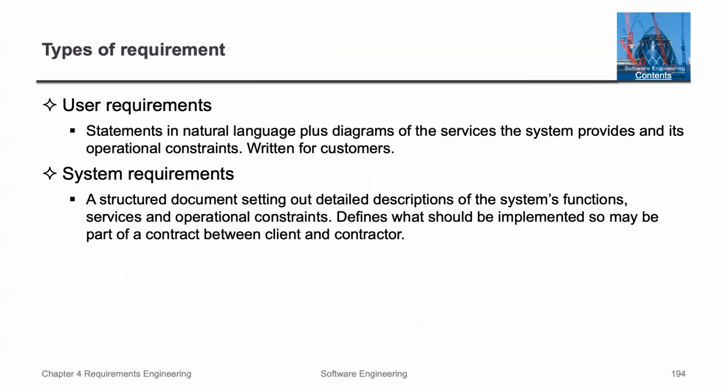So now we'll get into the types of requirements. There are user requirements: statements in natural language, plus diagrams, of the services the system provides and its operational constraints. They're written for customers. So that's category number one. Category number two is system requirements. It's a structured document that sets out detailed descriptions of the system's functions, services, and operational constraints. It defines what should be implemented, so it may be part of a contract between the client and the contractor.